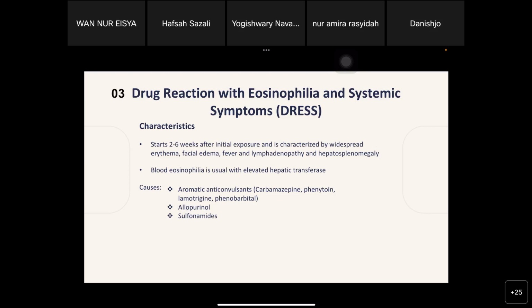The drugs that can cause this type of reaction are the aromatic anticonvulsants, for example carbamazepine, phenytoin, lamotrigine, and also phenobarbital. Allopurinol can also cause DRESS, and the same goes for sulfonamides.